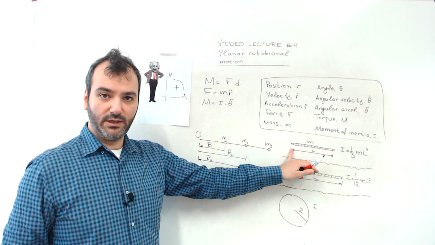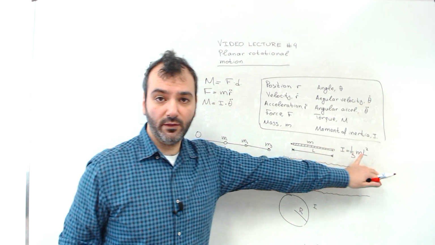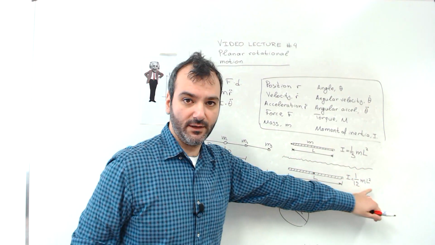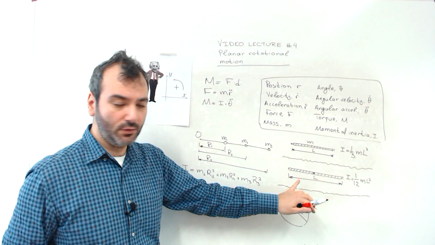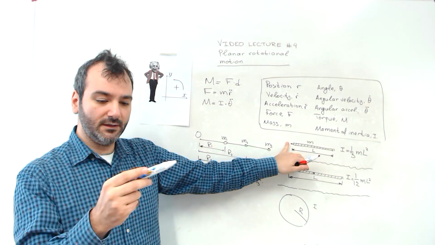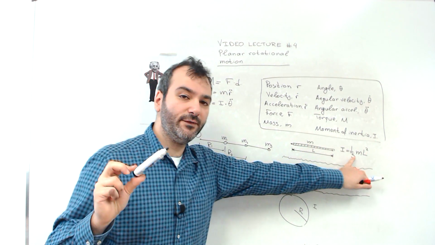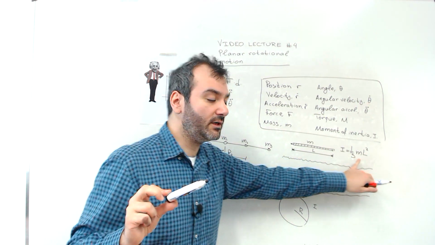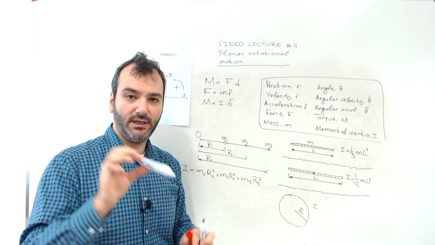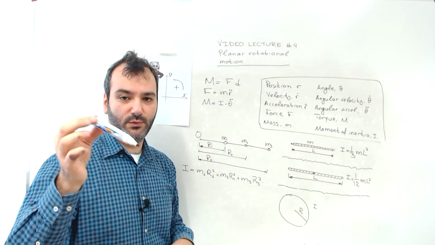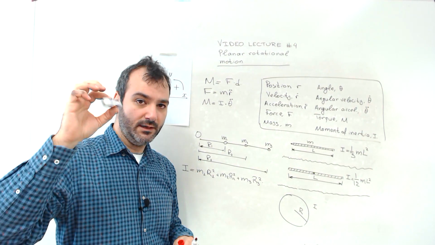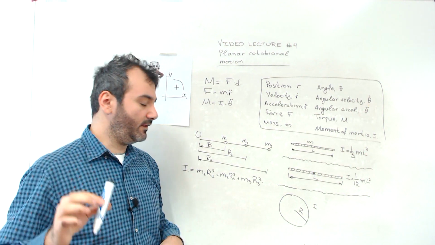So if the pivot point is at the end, it is 1/3 ml squared. If it is in the middle, then it is 1/12 ml squared. This might make a little sense to you. If you have a rod and you try to rotate it from the very end of it, like that, then it rotates more difficultly because the moment of inertia is higher with respect to rotating it from the middle. Take an object like a ladle or a spoon and try to rotate it from the end, from the tip, and then try to rotate it from the middle. It rotates much easier from the middle.